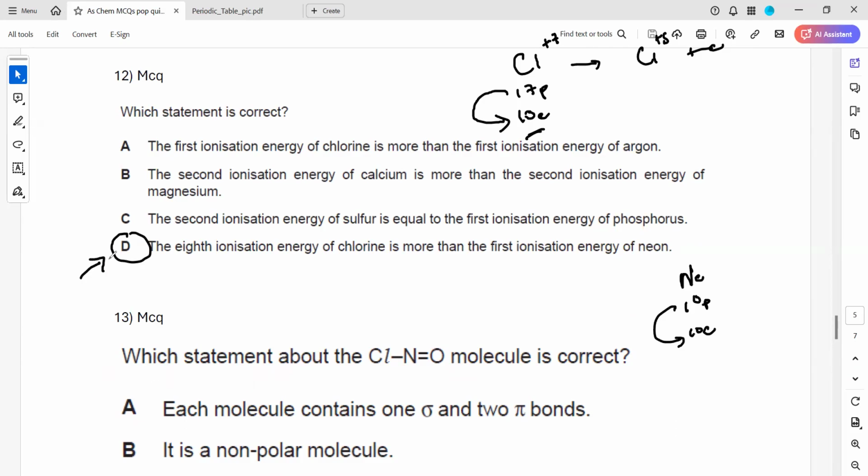Is it clear, this one? Then we have question 13.